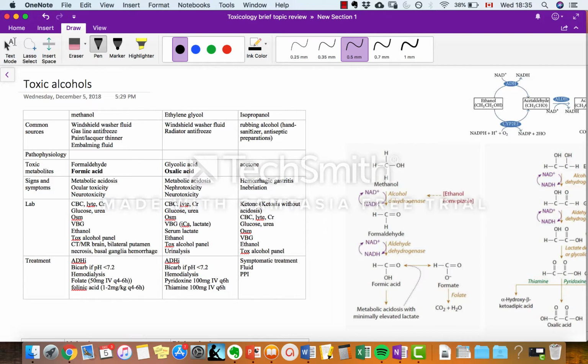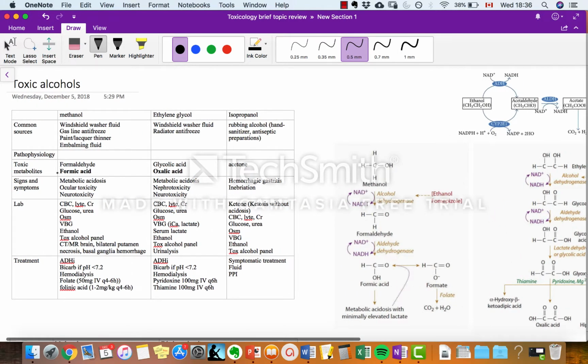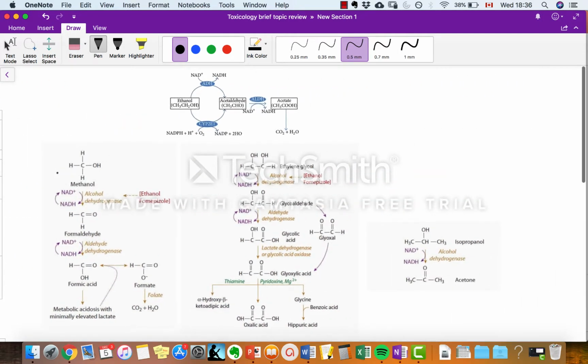Isopropanol is found over the counter in rubbing alcohol, hand sanitizers, and antiseptic preparations. The thing that makes methanol and ethylene glycol, especially these two rather than isopropanol, toxic is the toxic metabolites that are produced. Let's go over and take a look at the metabolism of these things.